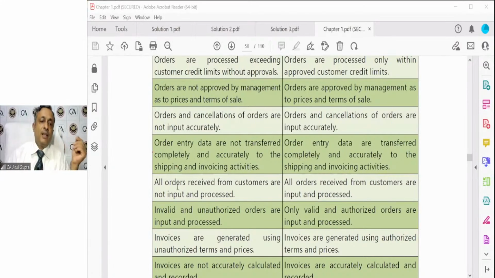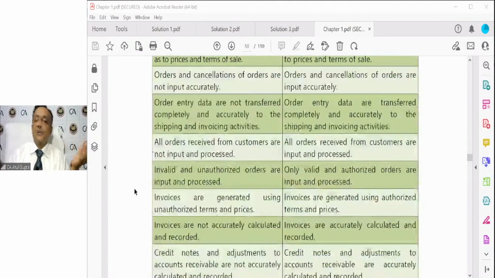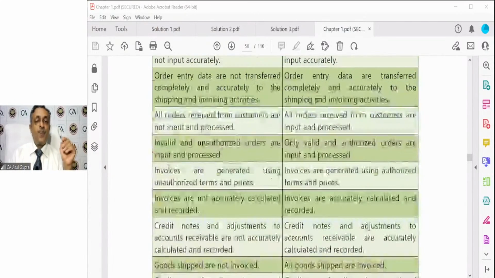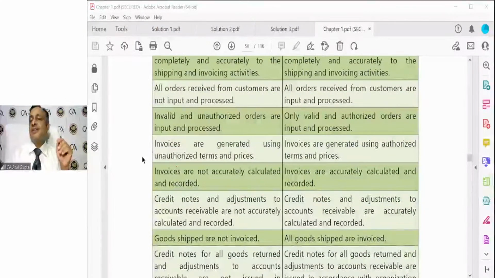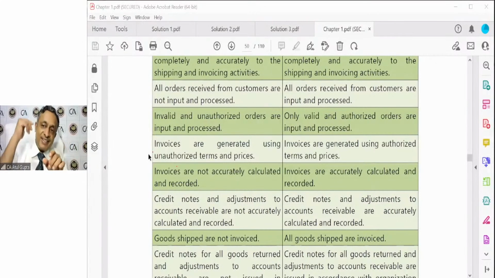Okay. Then all orders received from customer not input processed, a business risk. Invalid unauthorized orders are processed and input in system. So it is a control related issue. Invoices are generated using unauthorized terms and prices. Again, the source of risk is not here. Source of risk is in master, that someone is able to modify prices in an unauthorized manner. So this is the second step of the second stage of risk.